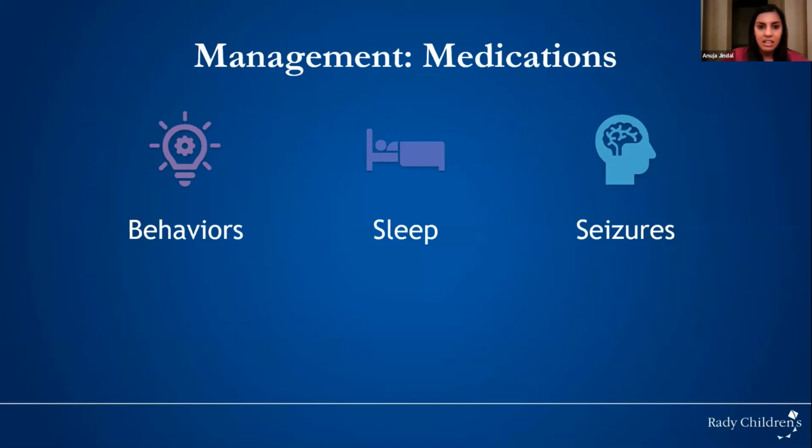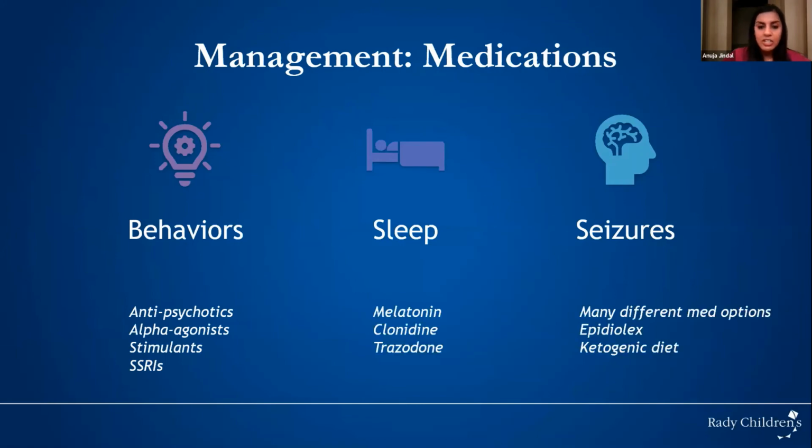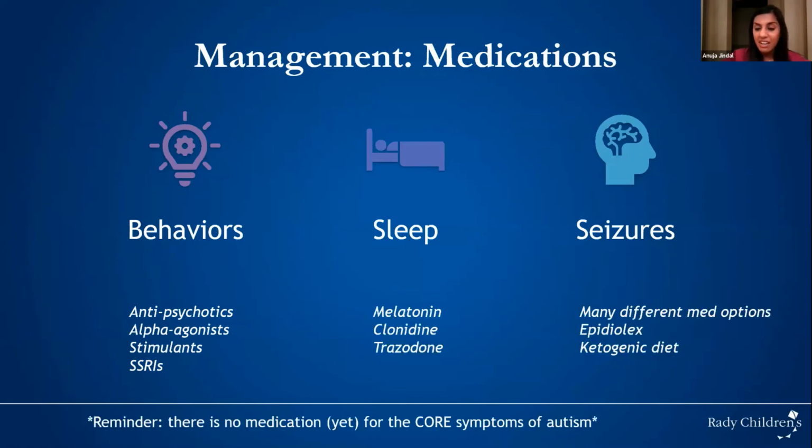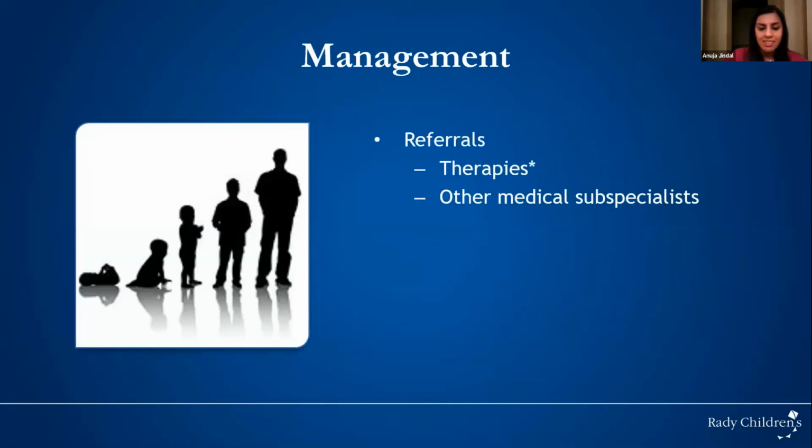Things that I'll use medications for are different types of behaviors, sleep difficulties, and of course, seizures. And just keep in mind that there's no medication yet for the core symptoms of autism. So for those social communication difficulties, there is no actual medication for that. And the most important thing for management at this point in time that we know are supportive services and ancillary services. So everything therapists are doing, everything that teachers are doing, that is the most important thing for helping these children thrive.